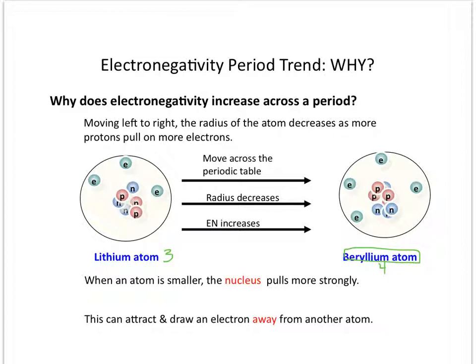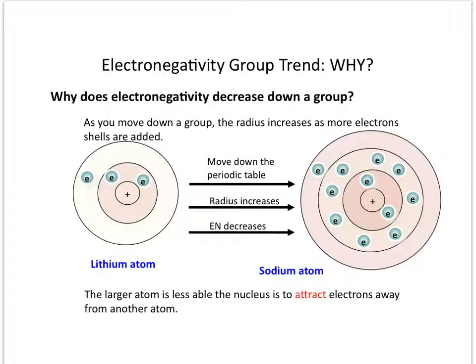Stronger nucleus is going to pull electrons in closer. So not only does it pull in its own electrons closer to the nucleus, but it can actually pull electrons from other atoms as well. So when an atom is smaller, the nucleus pulls more strongly, and this can attract and draw an electron away from another atom. As we go down in group, electronegativity is decreasing.